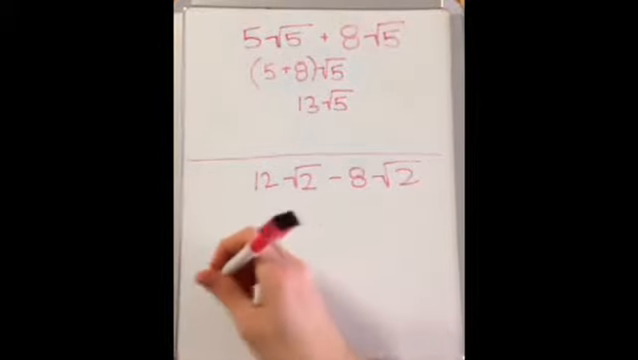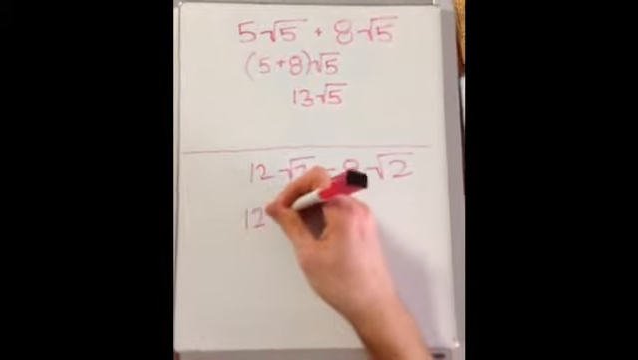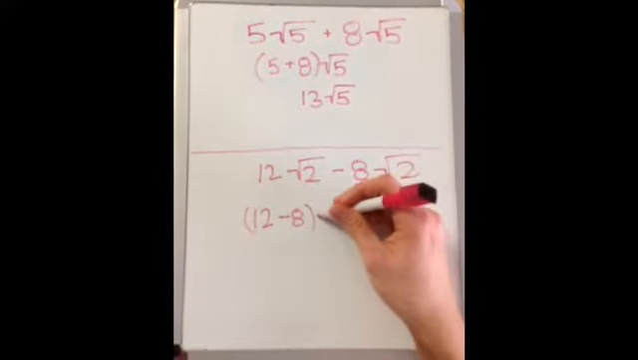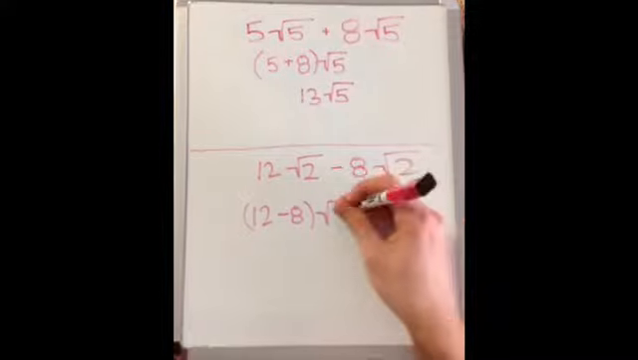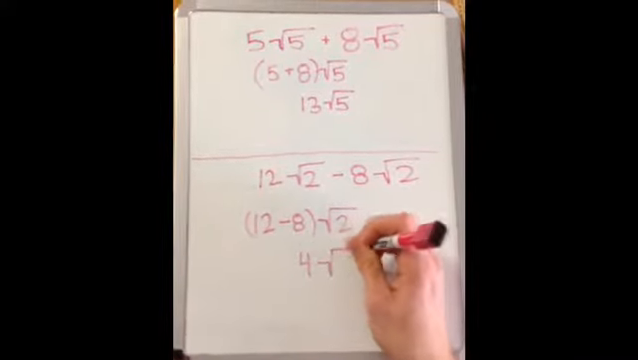In this second problem, 12 times the square root of 2 minus 8 times the square root of 2. The square root of 2 is the same in both problems, so you can just subtract both the coefficients and the radical will stay the same. So it would be 4 times the square root of 2.